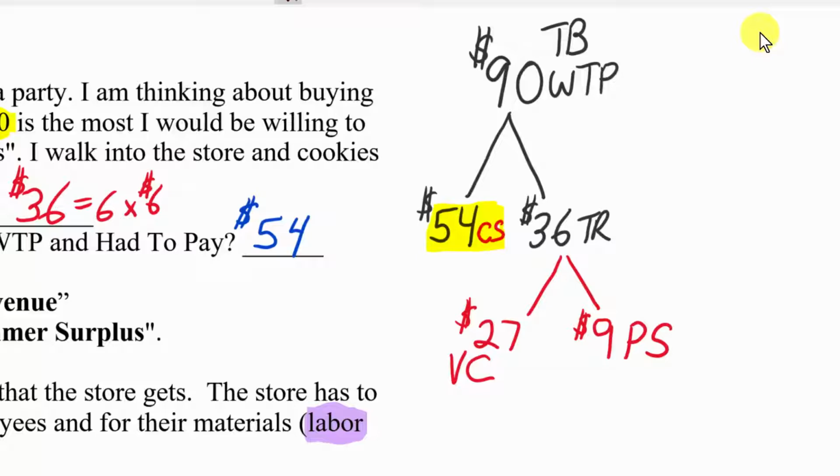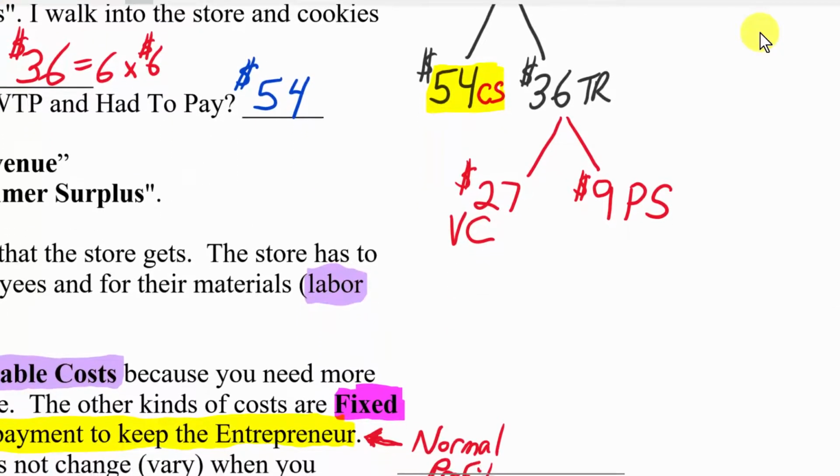Now, let's think about what this business is going to have to do with that $9 in producer surplus. Producer surplus is not the same thing as profit. This is one of the most commonly misunderstood things about this topic. People think producer surplus must be profit. But remember, there's another kind of cost we have to pay. So this producer surplus has to get split into two parts. Part of it has to go to pay fixed costs, which we haven't paid for yet.